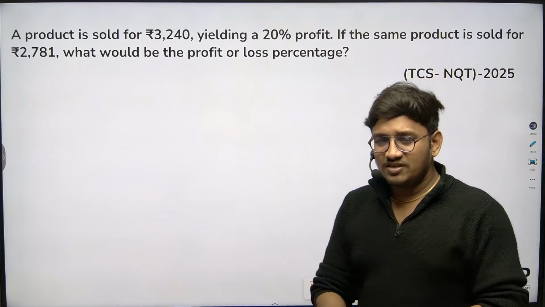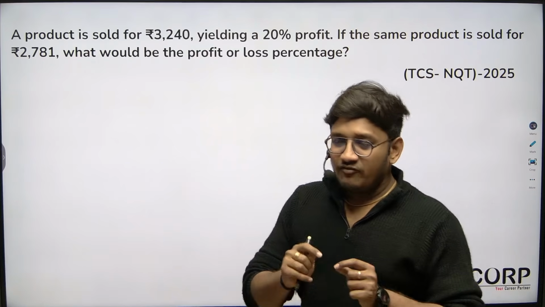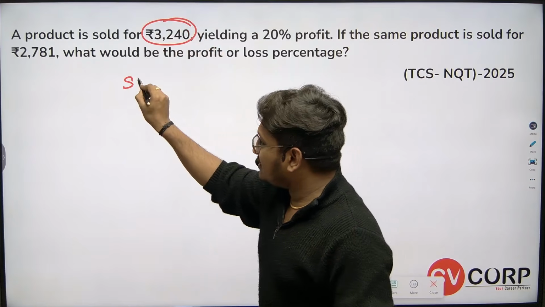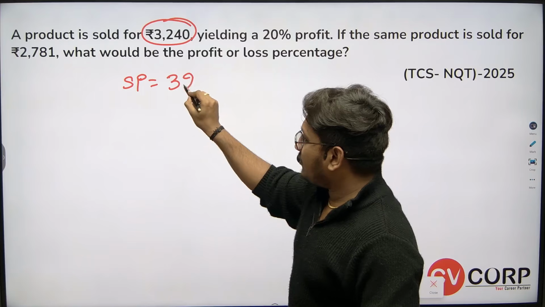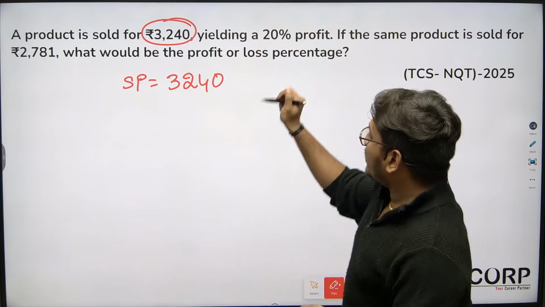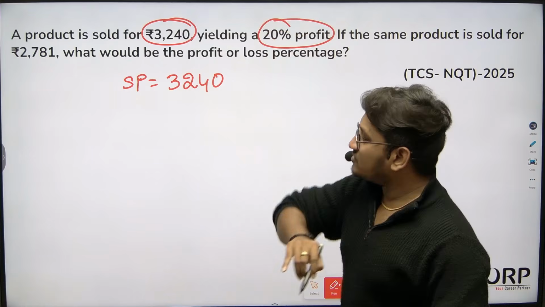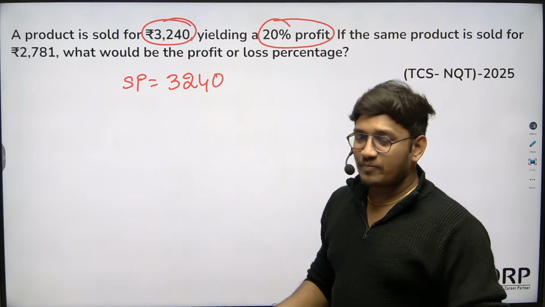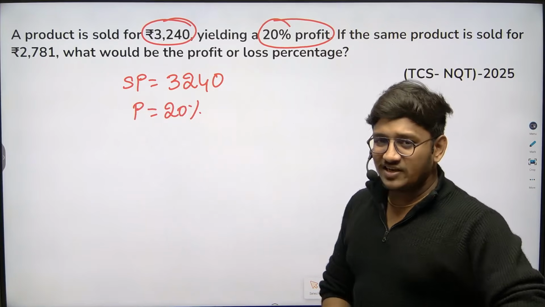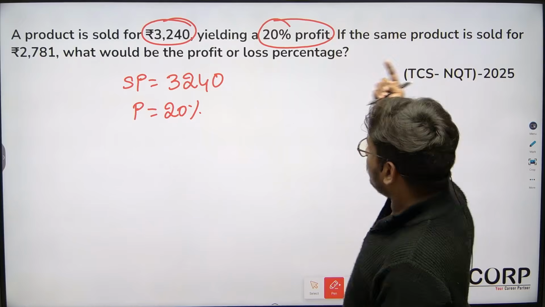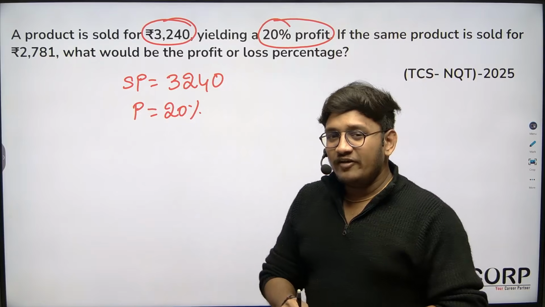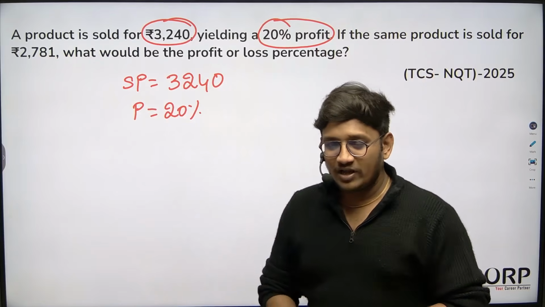Now here, very simple. You have a product. When you are selling a product at 3240, can I say that this is nothing but the selling price? When you are selling at 3240, you are getting a profit. They clearly mention that when you are selling at this particular price, you are getting a profit of 20%. Now the question is, if instead you sell this product for 2781 rupees, will you get profit or loss? Okay, this is the question.